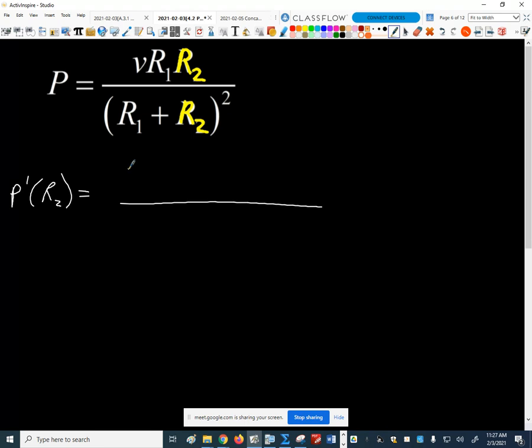So the first one would just be 0. Right, but we're going to have to use the quotient rule, right? Okay. So we got low. Okay, so that would be like 2. Oh, just the regular. Okay. Right, we got low D high. What's the derivative of the top with respect to R2?